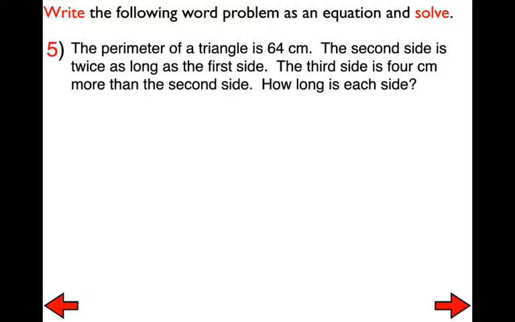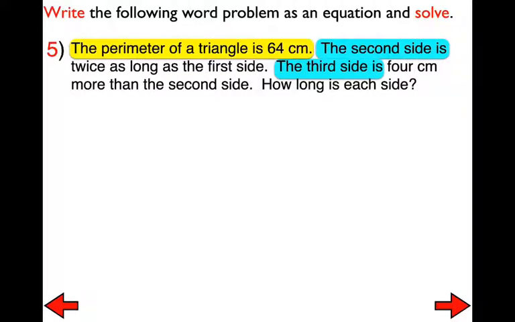But what's different is that we're only adding the 3 sides because a triangle has 3 sides. Okay? So we're finding the perimeter of a triangle, which is supposed to be 64. The second side is twice as long as the first. The third side is 4 centimeters more than the second side.